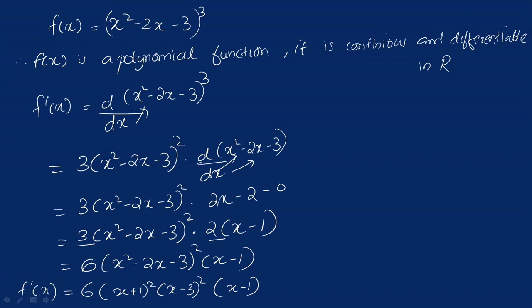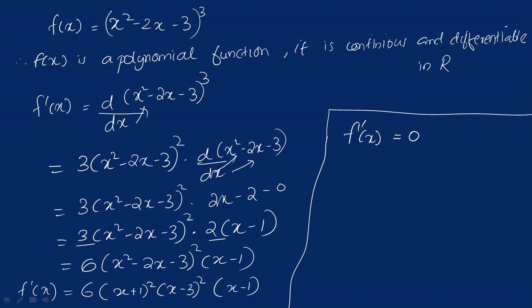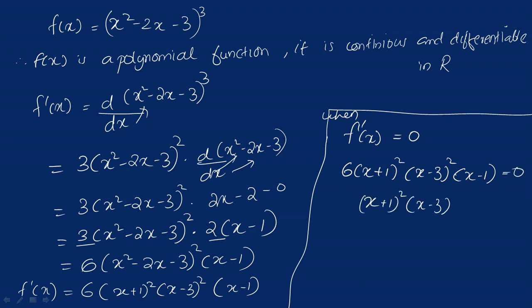Now when f'(x) is equal to 0, we can write 6(x + 1)²(x − 3)²(x − 1) = 0. So we have (x + 1)²(x − 3)²(x − 1) = 0. From this we can find x = −1, or x = 3, or x = 1. So we have 3 values for x now.